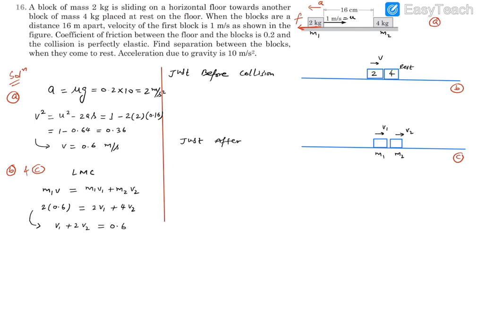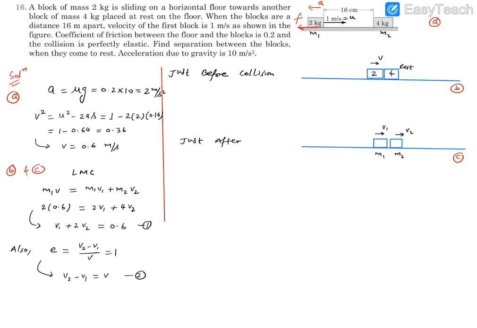Now the collision is perfectly elastic, so we can use coefficient of restitution. So we can say e, which is the velocity of separation, v2 minus v1, over the velocity of approach, which is v, must be equal to 1. So this will give us a relation like v2 minus v1 is equal to v. If you consider this as equation 1, this as equation 2, then equation 1 and equation 2 can be solved together to find out what v1 and v2 are.